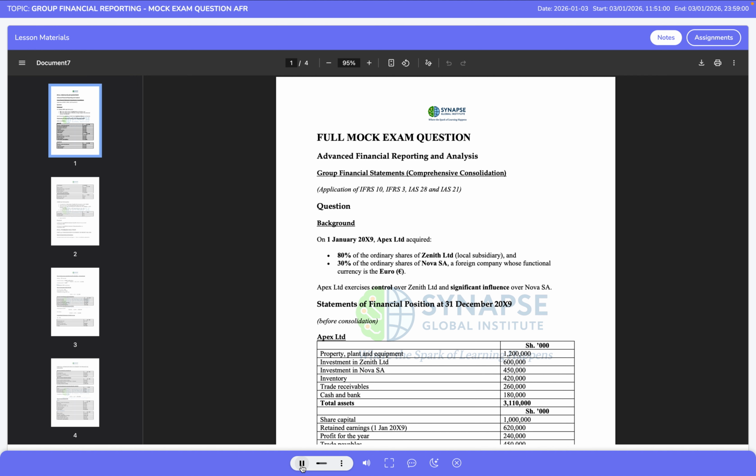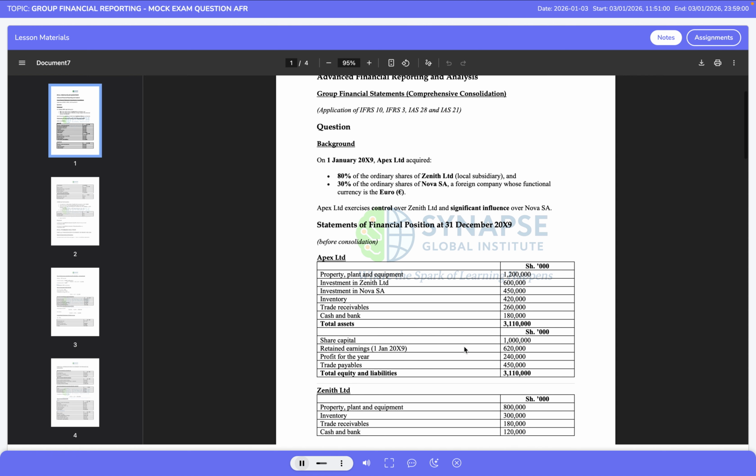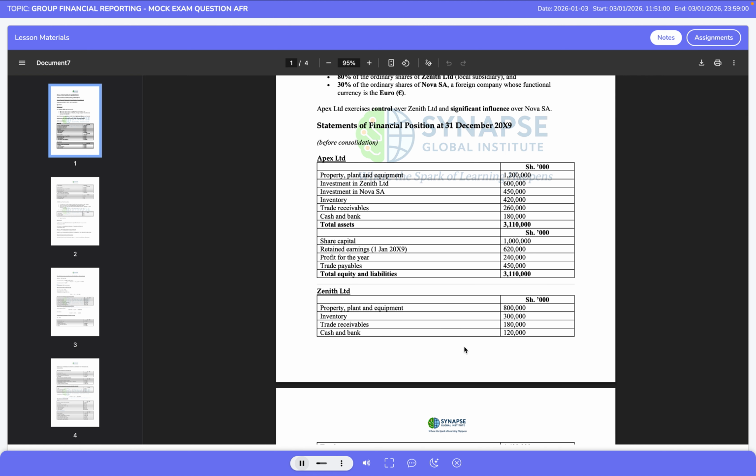We are then given the statements of financial position before consolidation, as at the 31st of December 20/9. Apex Limited reports property, plant and equipment of 1,200,000 shillings, an investment in Zenith Limited of 600,000 shillings, and an investment in Nova SA of 450,000 shillings. It also holds inventory of 420,000 shillings, trade receivables of 260,000 shillings, and cash and bank balances of 180,000 shillings, giving total assets of 3,110,000 shillings.